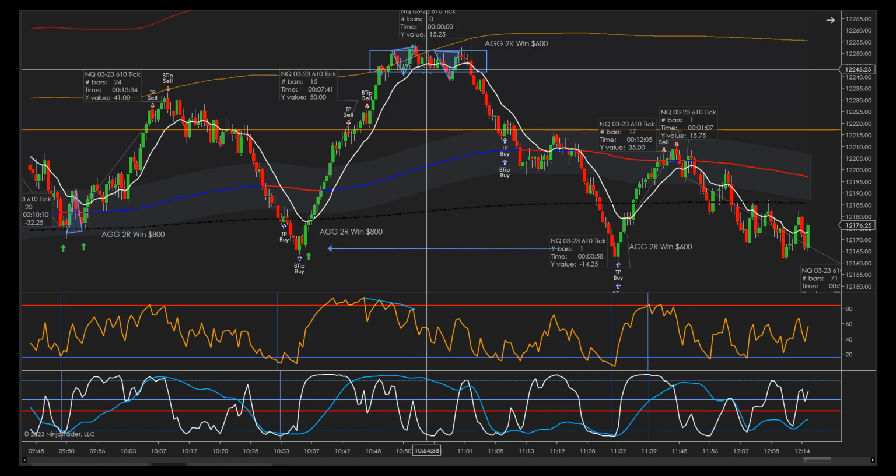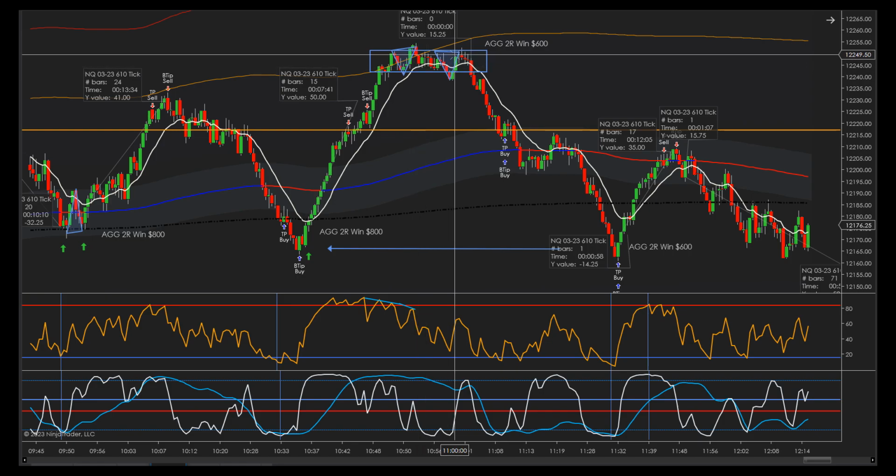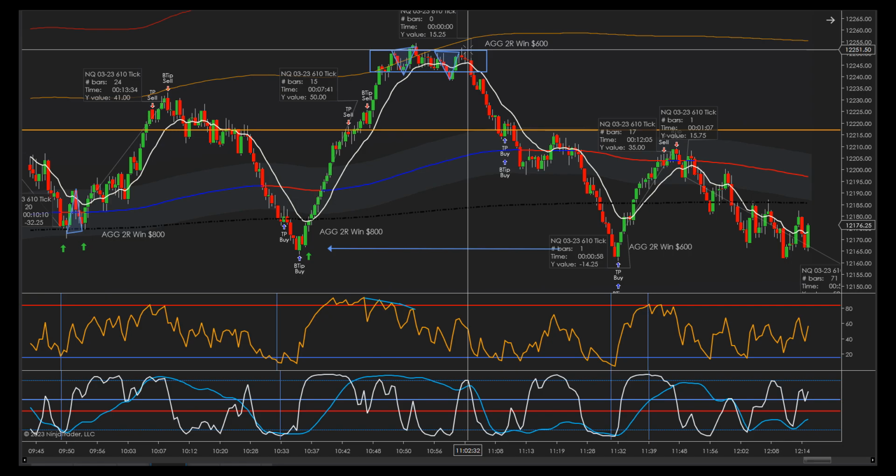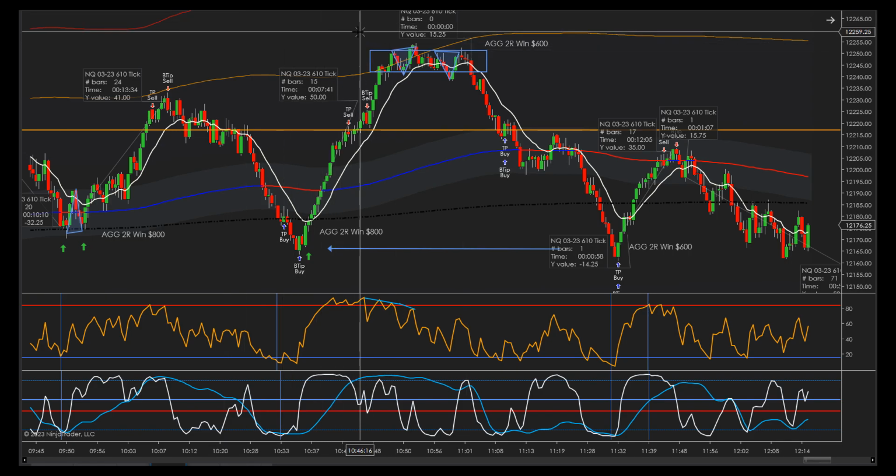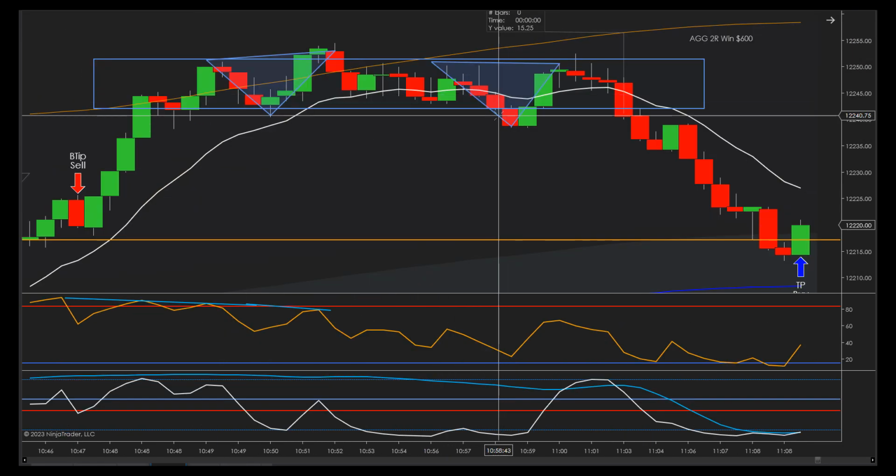Thus, if I'm long, I'm taking profits. If I'm aggressive, I'm looking for a qualified sell. And the short entry occurs. Let's take a look right here.